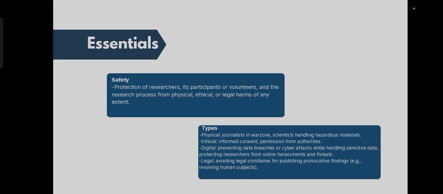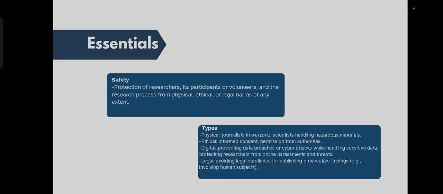There are several types of safety measures, like physical safety. For example, we can say journalists in a war zone or scientists handling hazardous materials. They should have proper physical safety. Ethical safety: by ethical safety, we can refer to informed consent of the volunteers or the participants, and permission from the corresponding authorities.